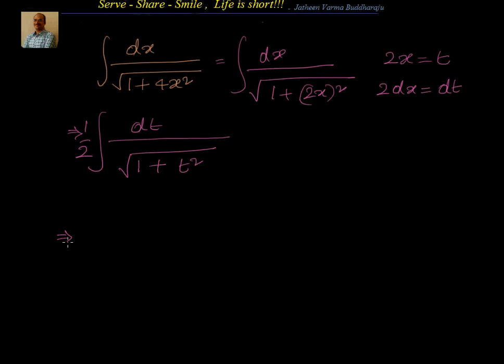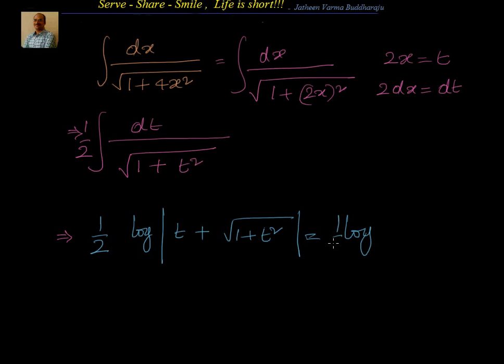Now once we get it in the form of square root of a square plus x square, we know the answer is log of x plus root of a square plus x square. In this case it is log of t plus root of 1 plus t square, which is nothing but half log of 2x plus root of 4x square plus 1, plus c. So we basically have to convert them into one of the formats. We have to see which format they fit into, and then go ahead with that.